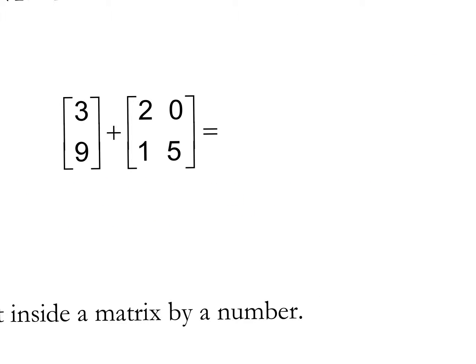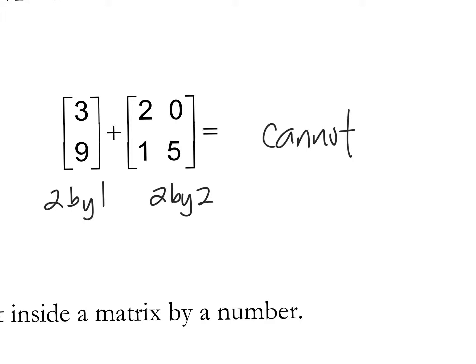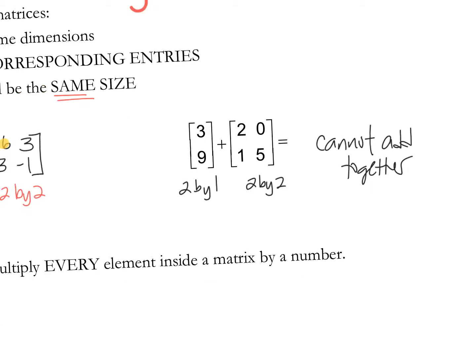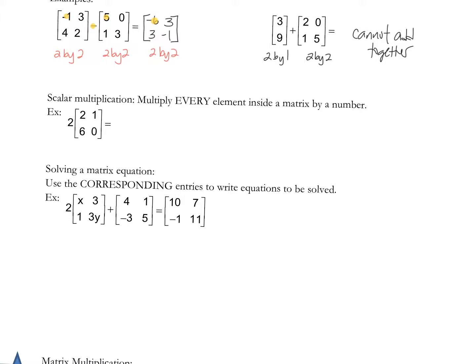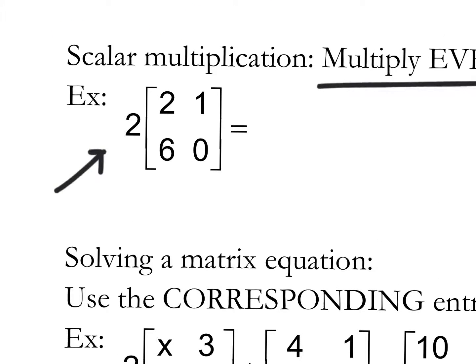Okay, how about this one? We have a 2 by 1 and a 2 by 2. Cannot add together. And the reason for that is because you don't have enough numbers to match up, so they're not corresponding. Okay, scalar multiplication, that is the same thing. What you're doing is multiplying every single element inside by this 2. So you're basically doubling every single number in there, and the matrix again is still going to be a 2 by 2. So you just double every single number in the matrix. Careful, when you double 0, you still have 0. Okay, so super simple.